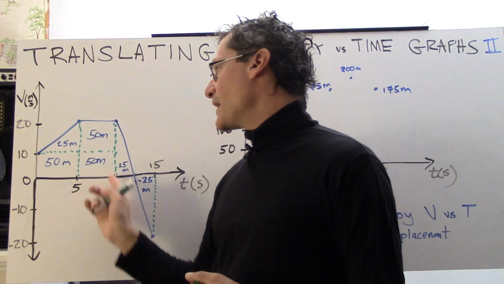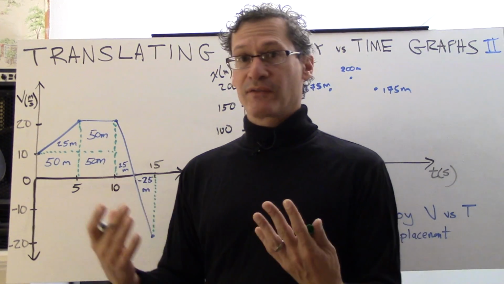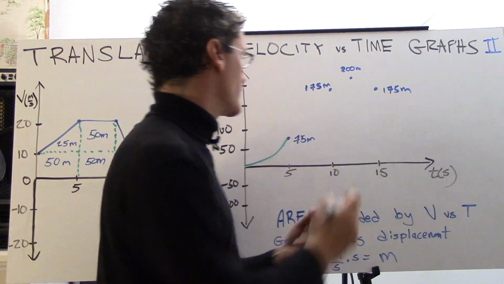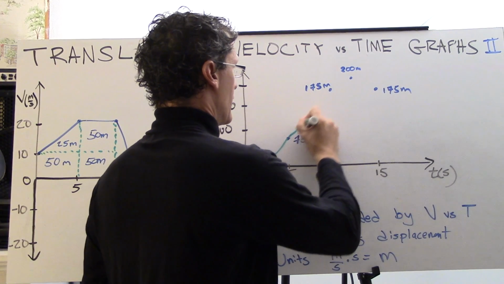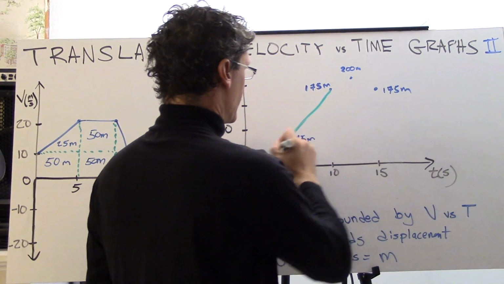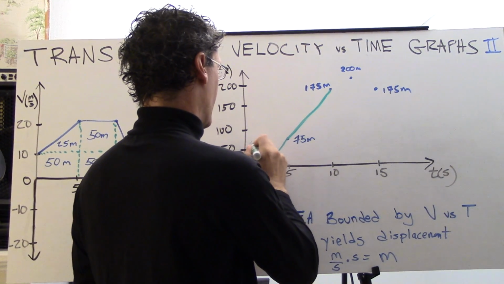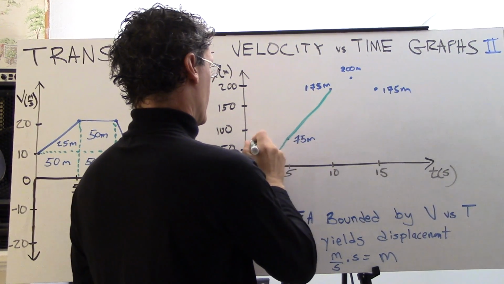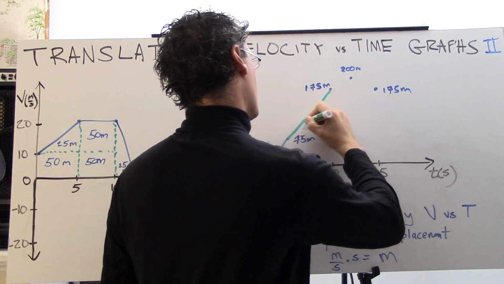From 5 to 10 seconds, it's a constant velocity. Constant velocity means the slope is constant too. So this is just a straight line. This one we can just connect straight like that. That's not supposed to be curved. That's just my artwork here. This is definitely curved. All right, so I'll write that down. Curve, curve, and this is straight.